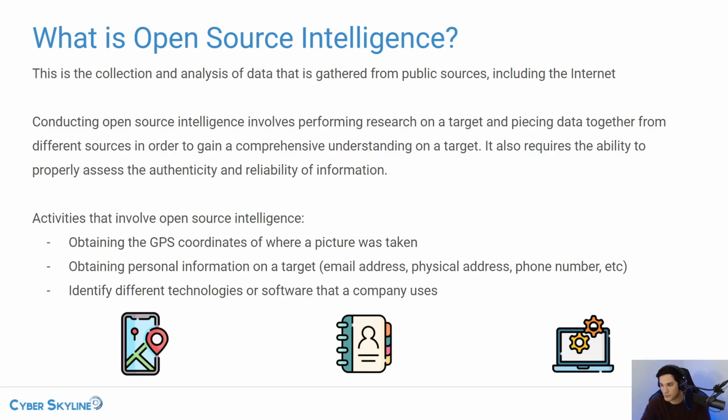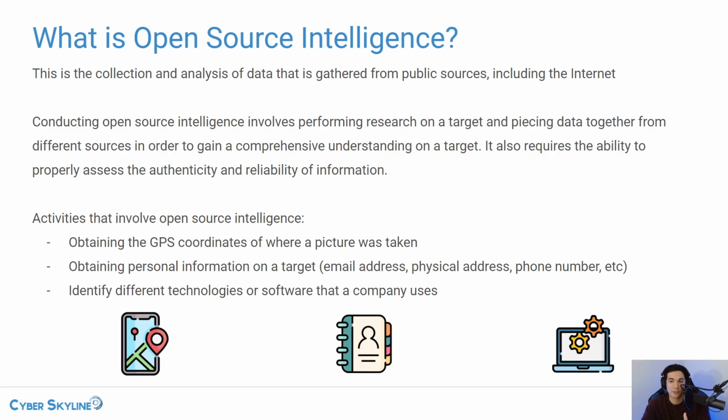So some activities you might be participating in if you're trying to do open source intelligence is maybe you're trying to find out where a photo was taken. So trying to find out the GPS coordinates of that photo. Maybe you're a private investigator, or you're trying to do a threat analysis on an individual. You're trying to identify the personal information. Maybe that's email address, physical address, phone number, etc. You're trying to find personal information about this individual.